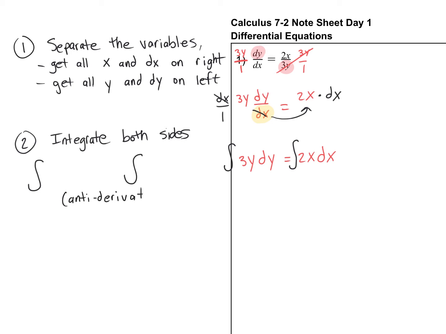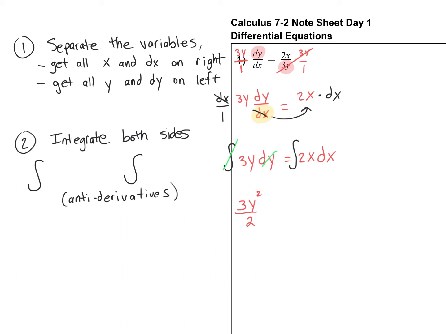Antiderivatives. Okay, so on the left, this is going to be a power rule. Okay, 3 comes along for the ride. And y to the first, that's our power rule. That's going to become y to the second over 2. All right, then once we do the antiderivative, we know that the notation drops out, and that's how we get rid of the notation. We get rid of the elongated S, and we get rid of the differential.